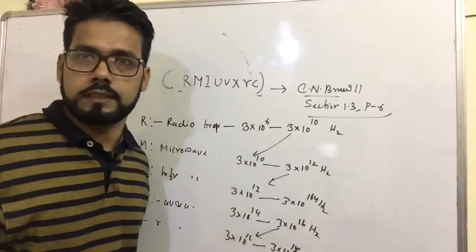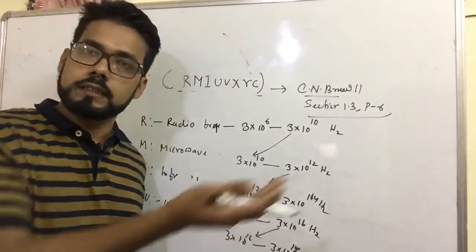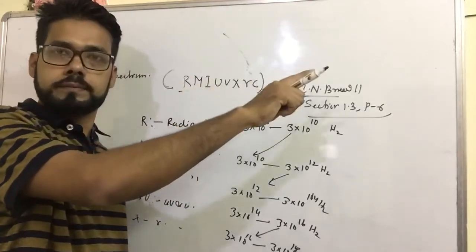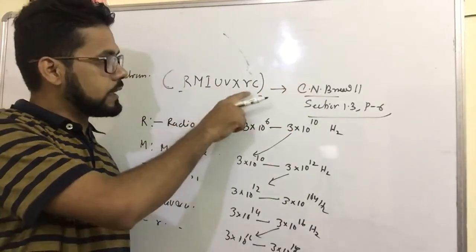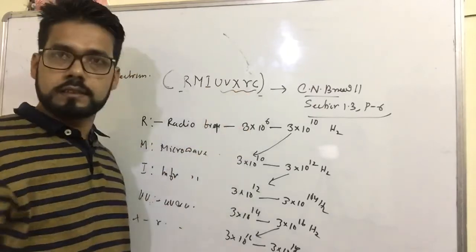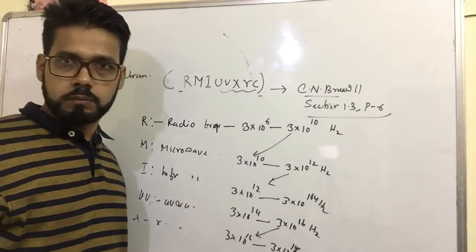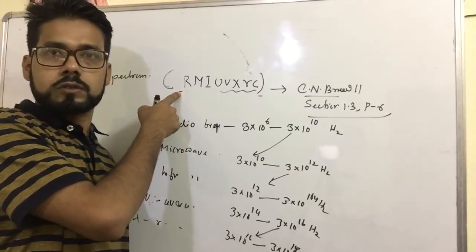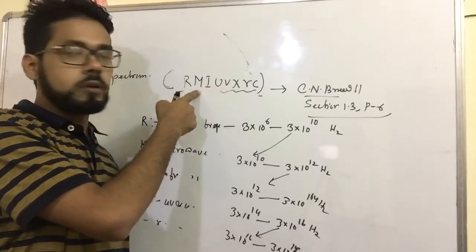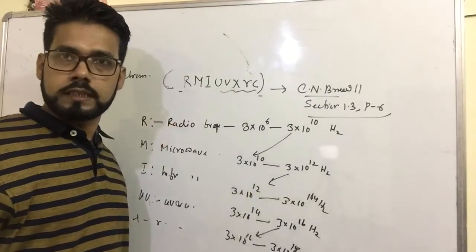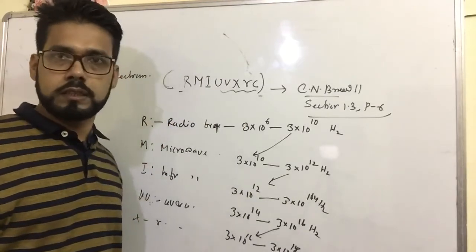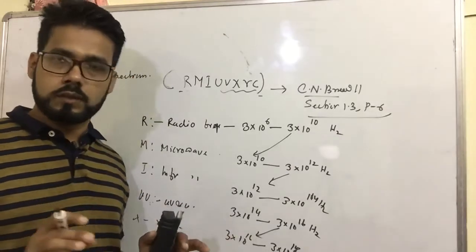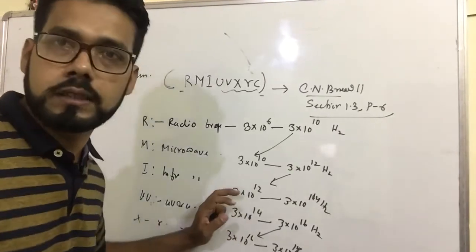RMIVUX gamma C, in increasing order of frequency, and reverse is decreasing order of frequency, which means increasing order of wavelength. Okay, this part, the high frequency region, is very toxic to the human body. A low frequency region is less toxic as compared to this part. Microwave, that is the microwave oven we are using, is still harmful to the human body. That is why we never advise to open the microwave when it is switched on. Okay, this is the electromagnetic spectrum.